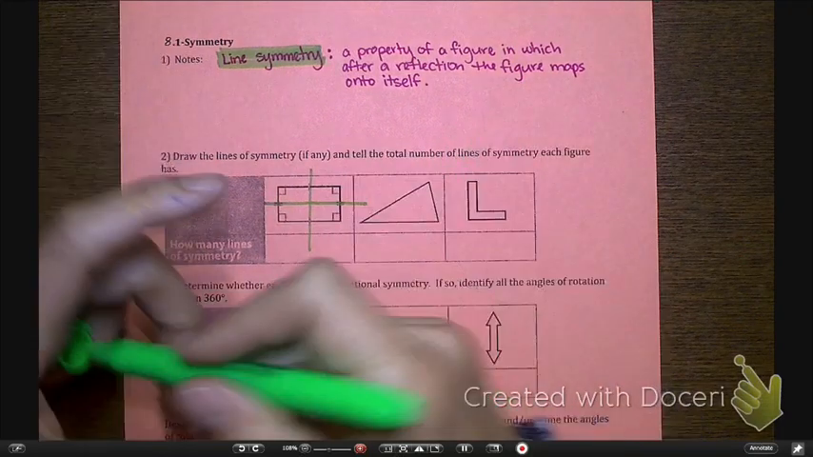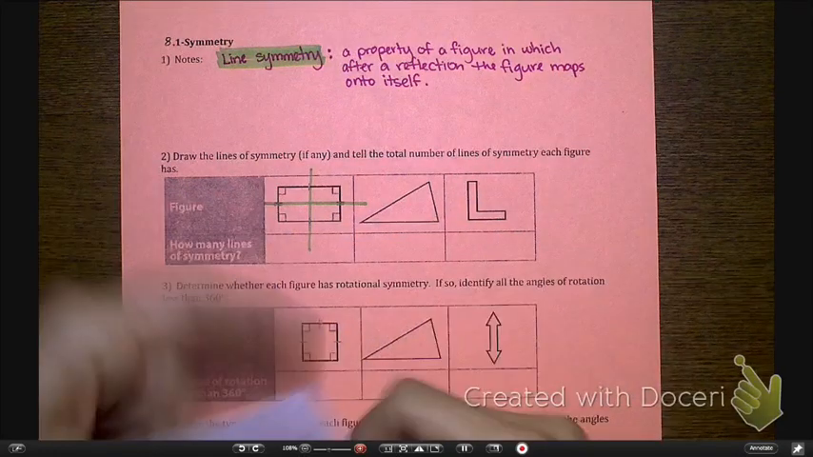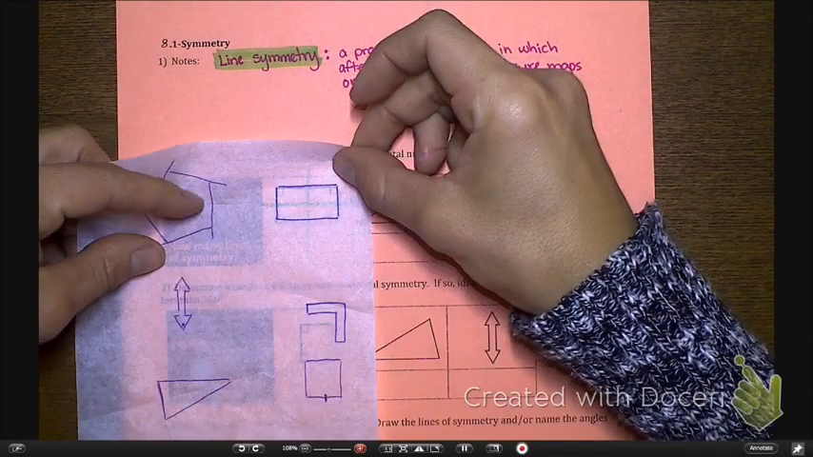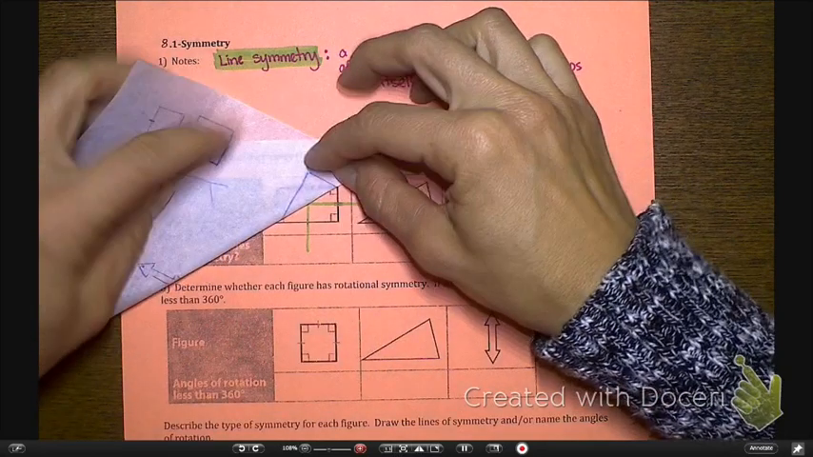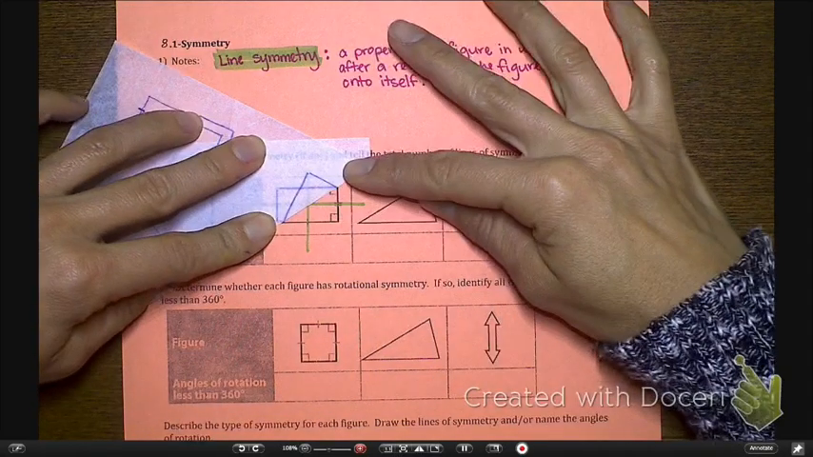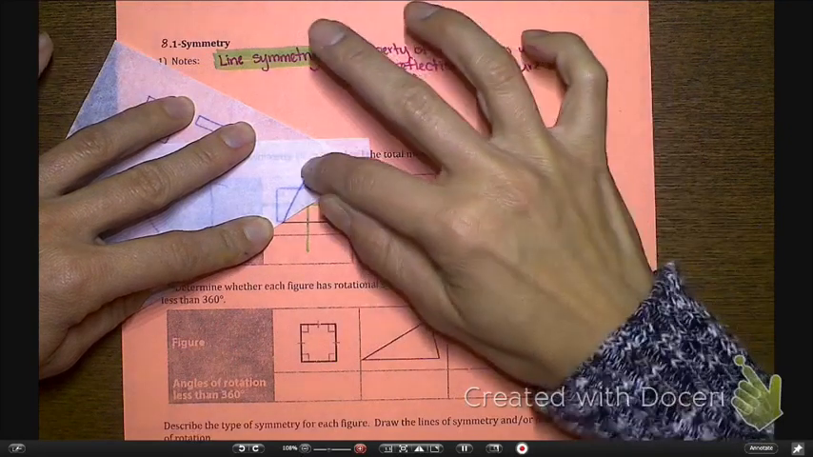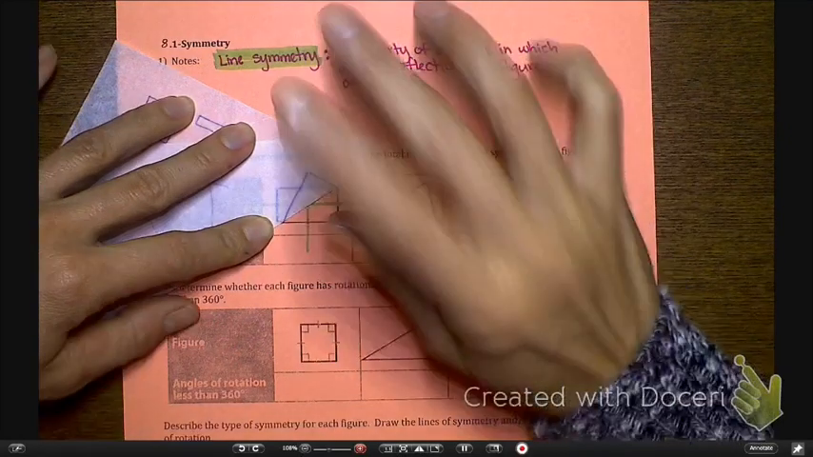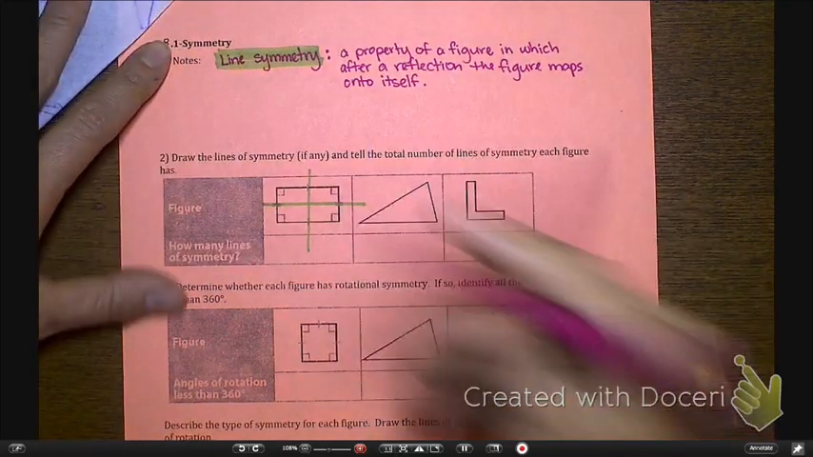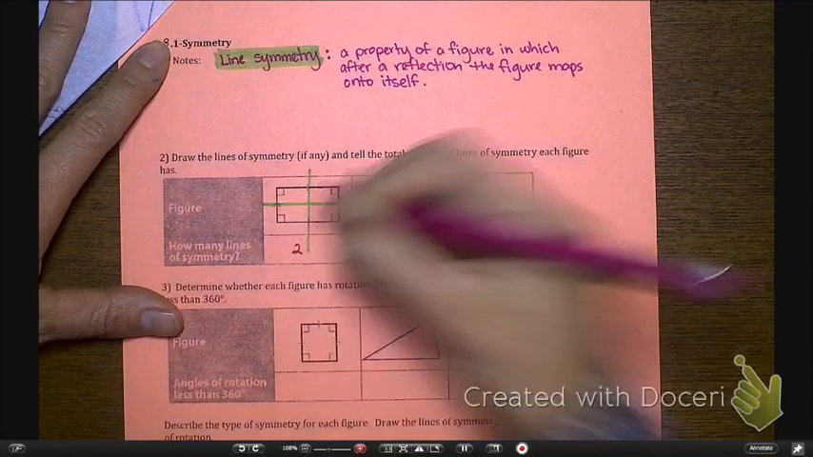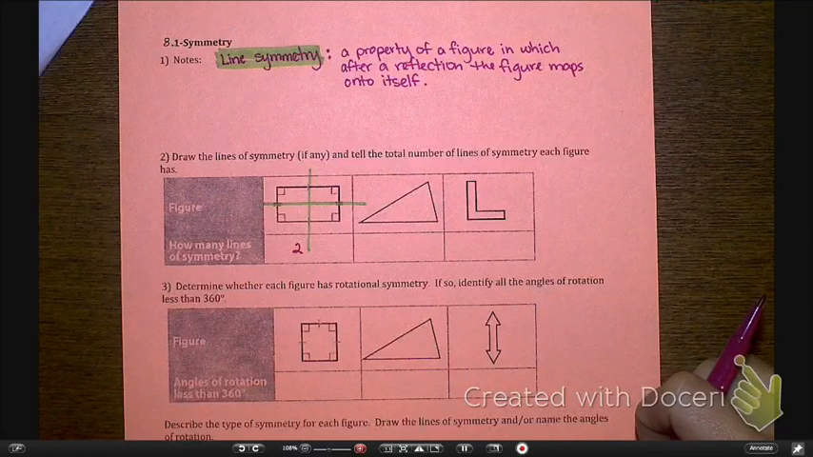Okay, so the last class also thought maybe it had a diagonal line of symmetry, so I'm going to show you with this trace paper. If I fold it diagonally, look what happens. Does it actually end up on itself? No, okay? You can see that this corner over here doesn't match up, so it doesn't have any symmetry diagonally. There's no line of symmetry there. So this one actually just has two lines of symmetry, okay? Two lines. All right, let's take a look at the next figure.